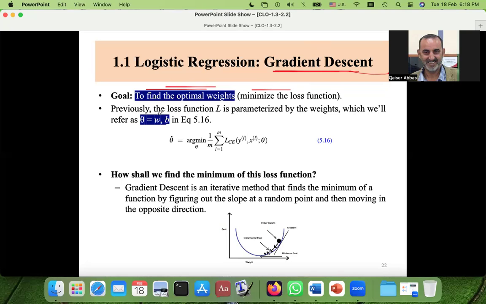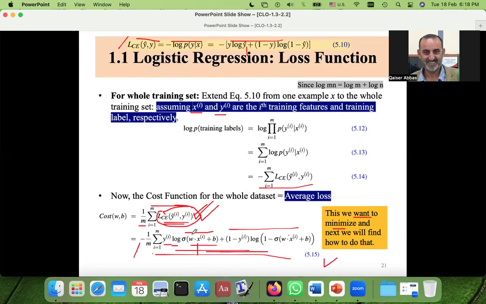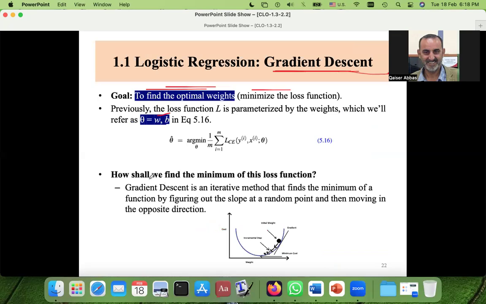First, we were representing W's and B's exactly as they are in the equation. In the previous equation, we were writing W's and B's as they are. But now we will represent these W's and B's with the symbol theta. With the symbol theta, we are going to make the equation again, and in that equation, we are using theta.